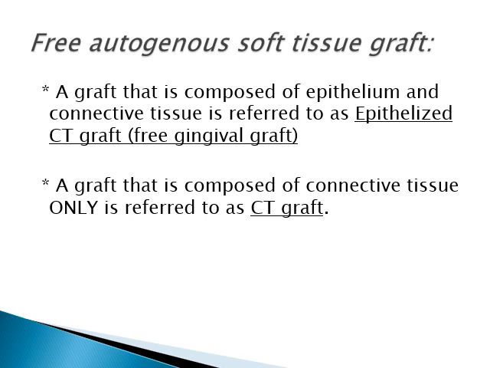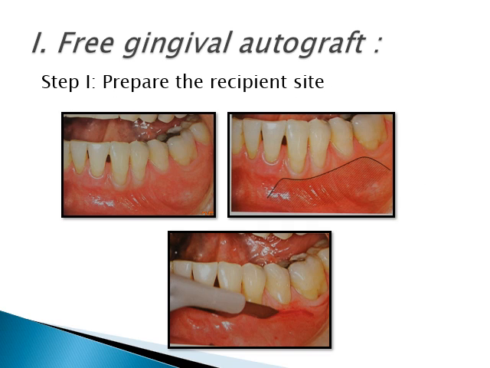connective tissue graft. For the free gingival autograft, the first step is to prepare the recipient site. When we make the stretching test by pulling the lower lip, we find blanching of the gingival margin around the lower teeth. This means an insufficient amount or absence of attached gingiva. If we leave this without treatment, the recession becomes worse.